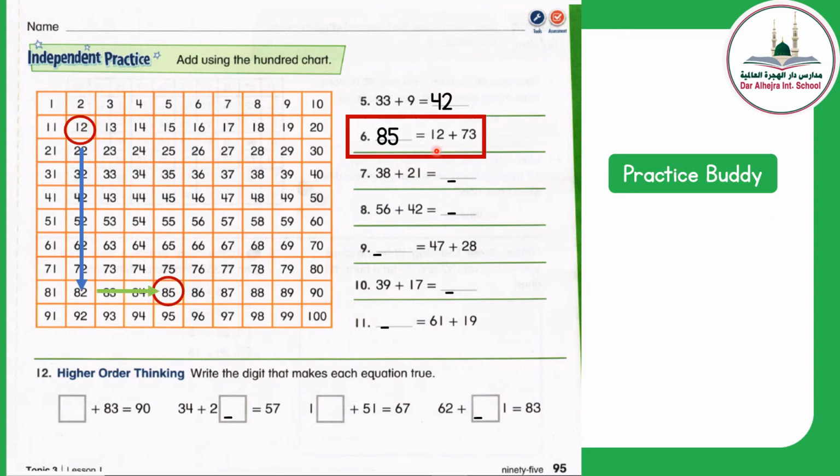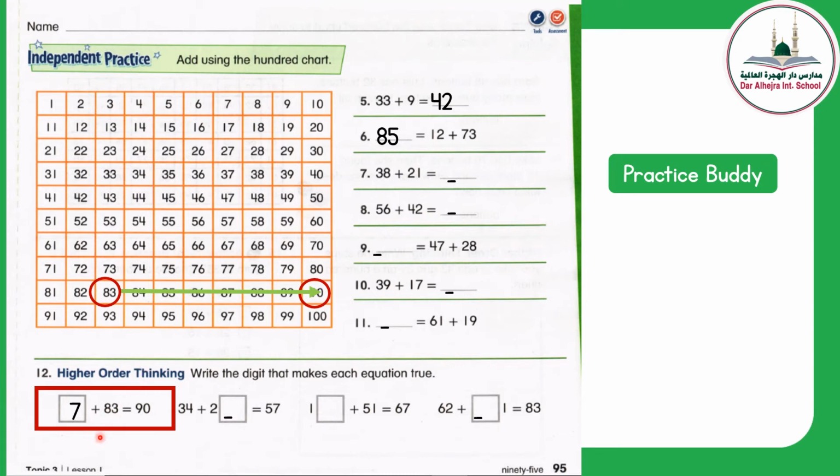In this second example, we need to add 12 plus 73. We start from number 12, and we can see in the tens place it's 7, so we can move down 7 spaces, and then we can move forward 3 spaces. We reached 85 and we can enter this here.